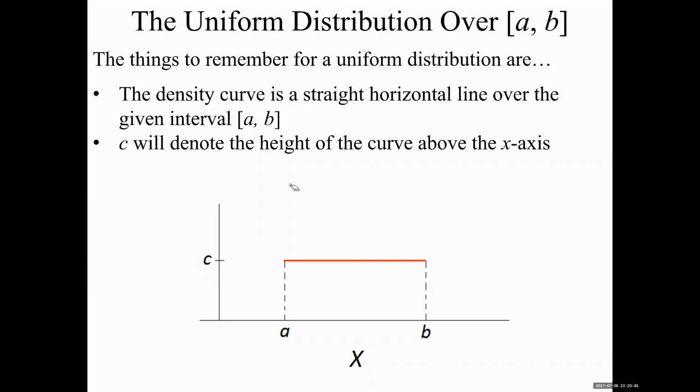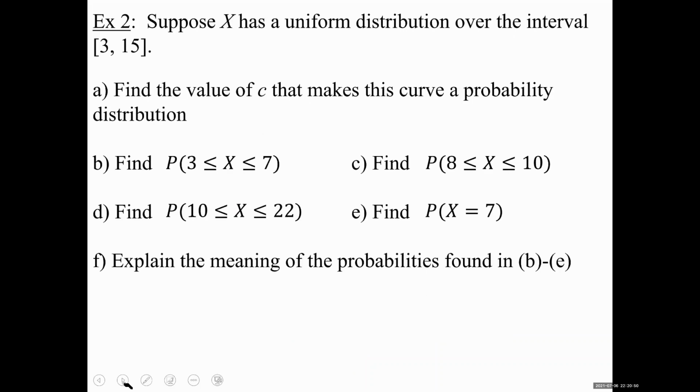Okay, so remember that. Uniform distribution, horizontal line. And here we go. Here's another example. It looks very similar to example 1, but notice I haven't drawn a curve for you this time. Let's see what it says.